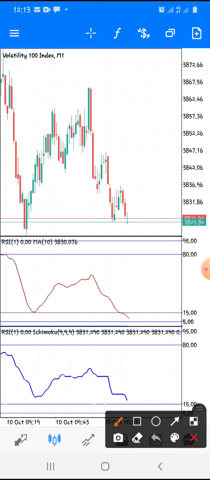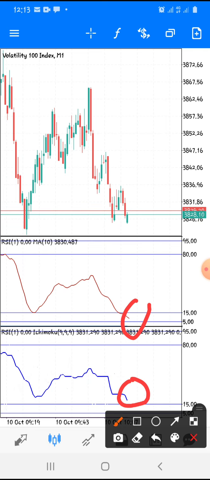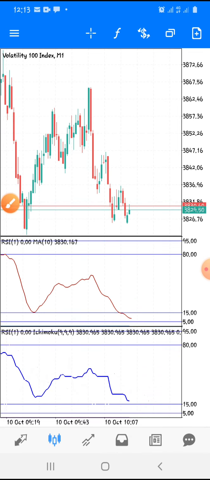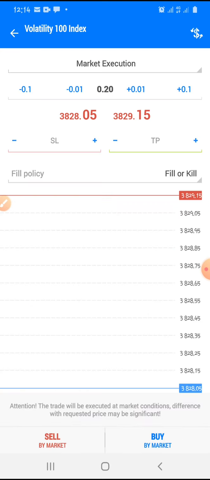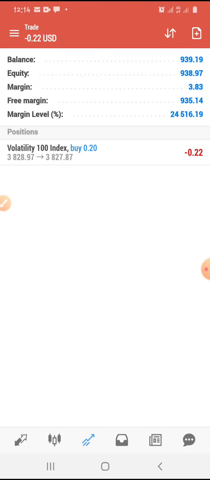Just for now, if you can look here, the Ichimoku is pointed downwards, and also the moving average is about to change direction. But since the Ichimoku is still pointed downwards, not yet pointed upwards, you wait until the Ichimoku has pointed upwards. You see now the direction is changing for buy. Let's take the buy here and see if we will come up with something tangible.